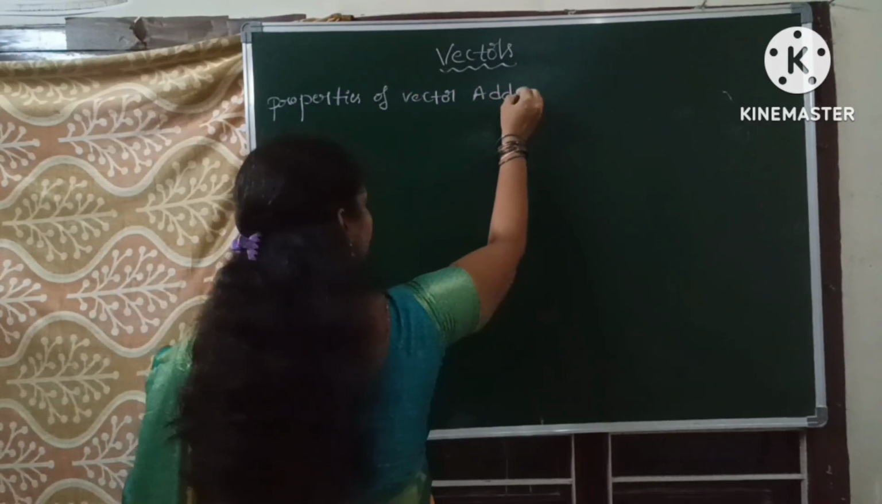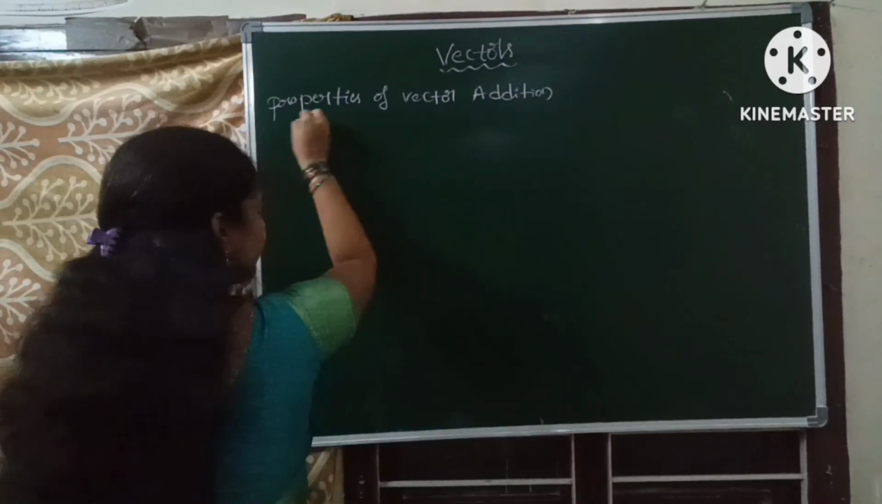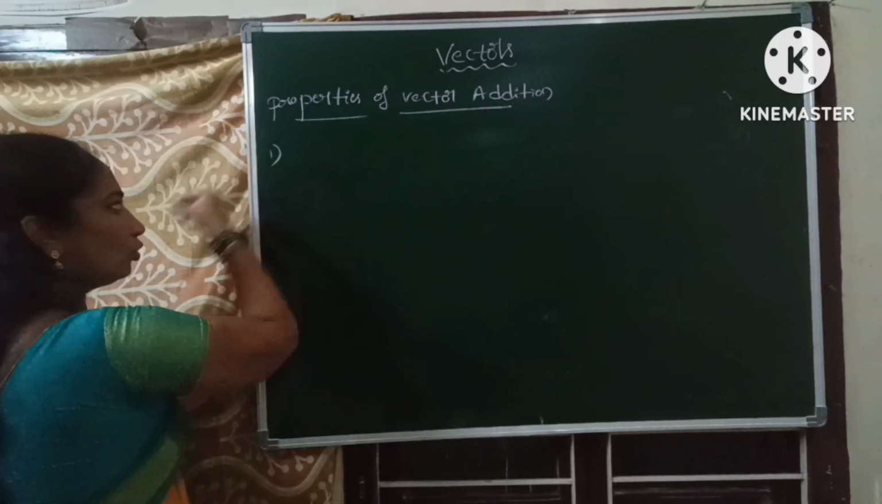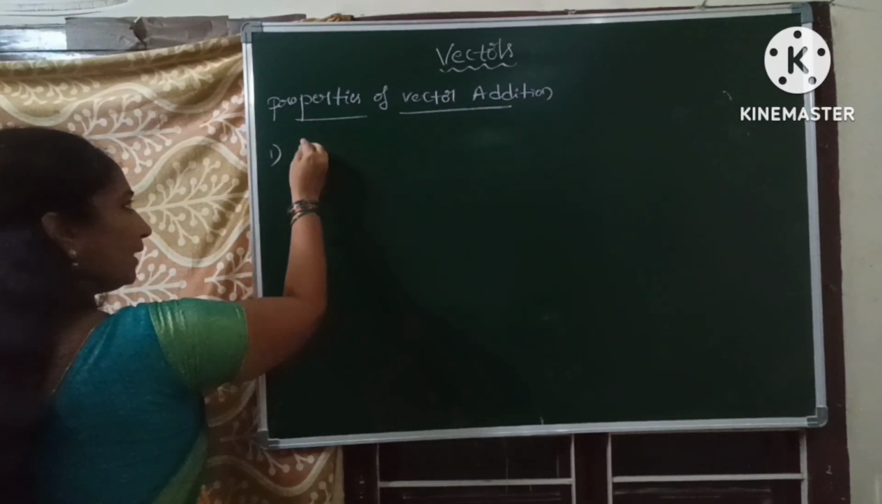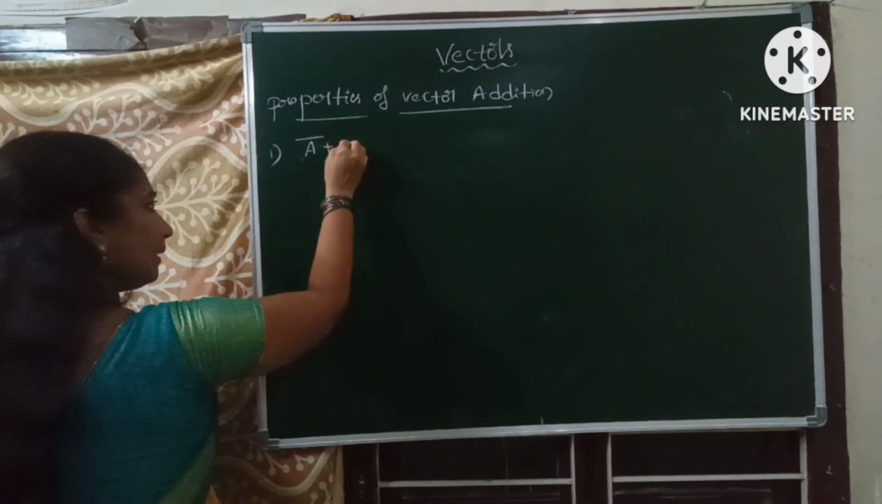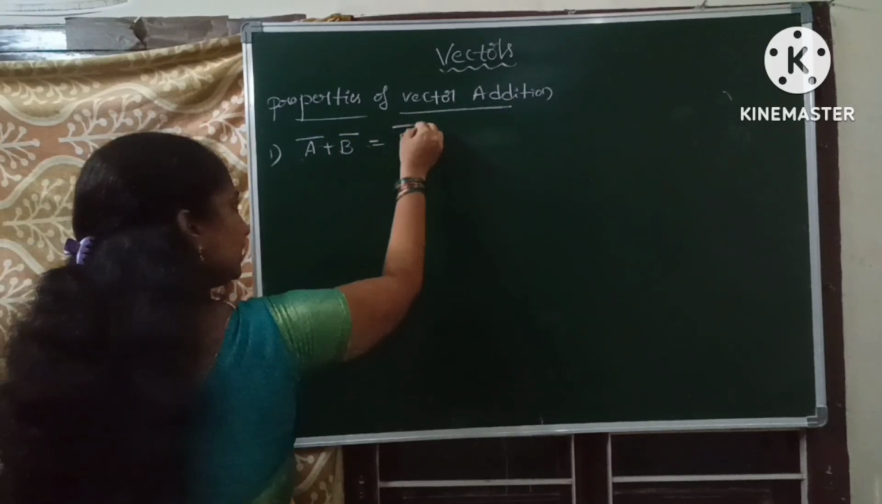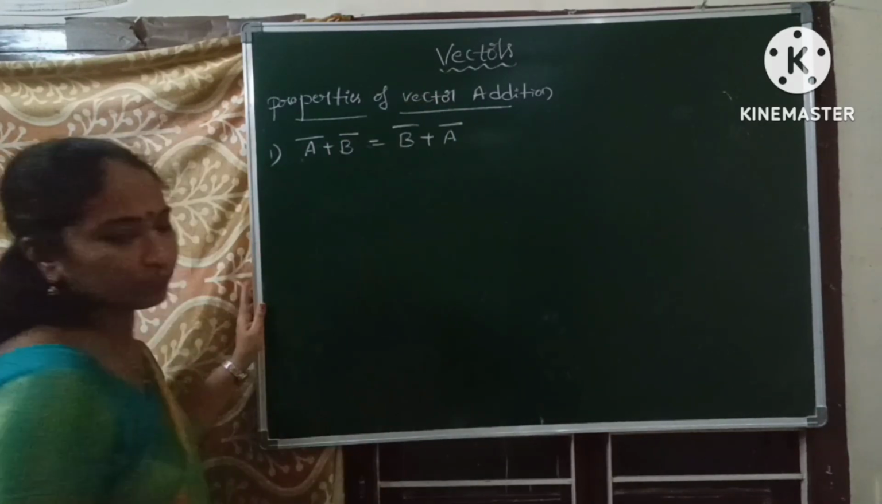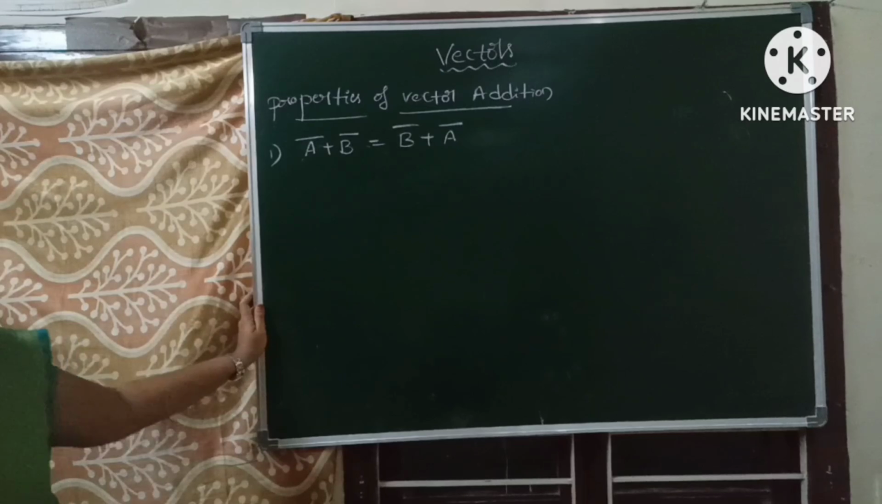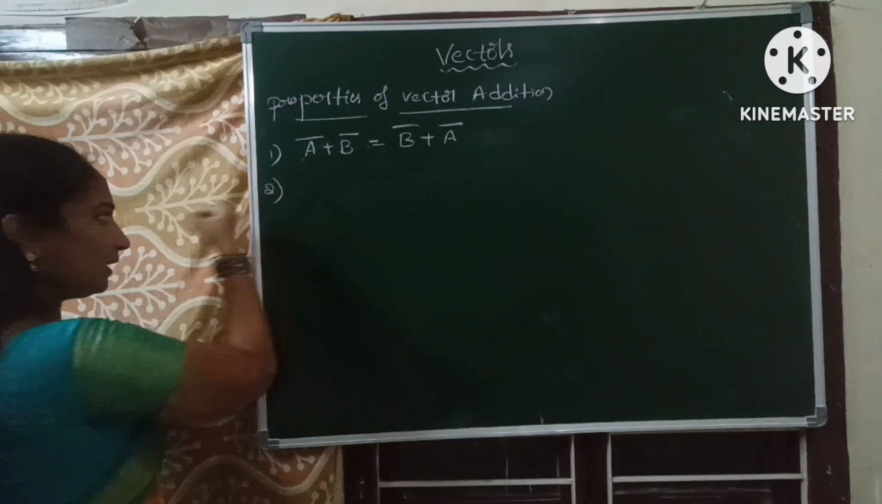Vector addition follows which properties? Vector addition follows the commutative property. What is meant by commutative? A bar plus b bar is equal to b bar plus a bar. It follows the commutative law or commutative property.